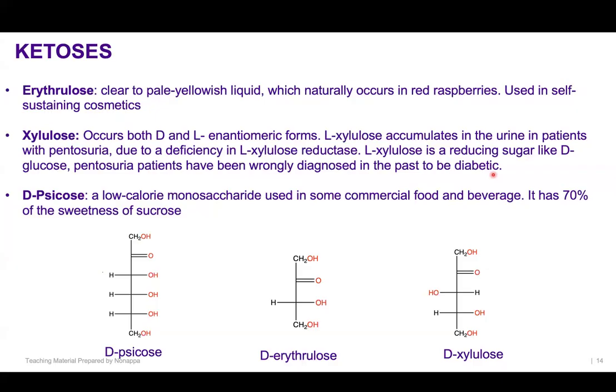So another interesting sugar that I've chosen to tell here is Cyclose. It is a low-calorie carbohydrate, so it can be as sweet as sucrose, but it is low calorie. So it is used in food and beverage. It has 70% of the sweetness of sucrose.